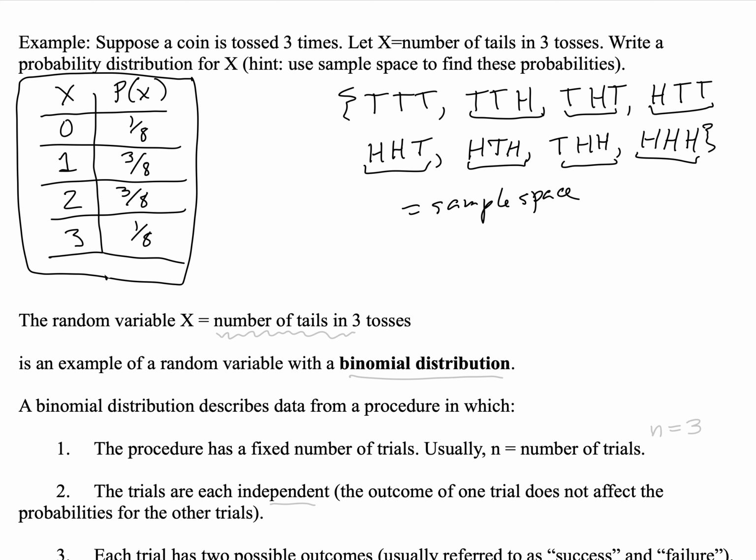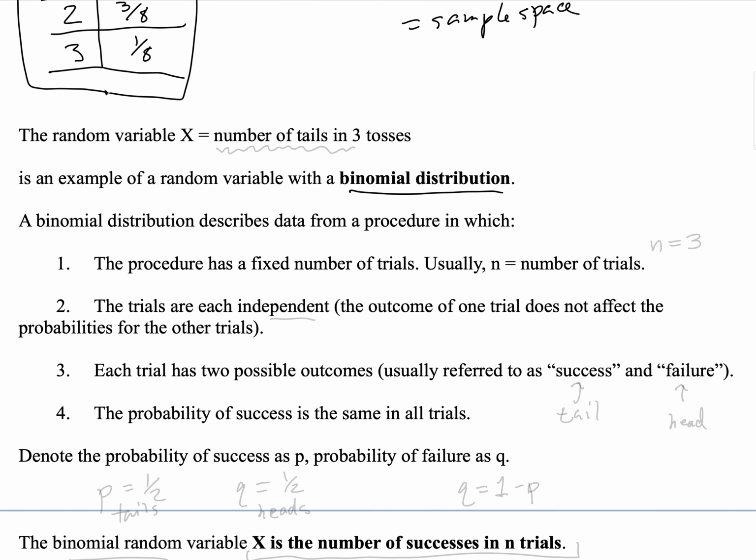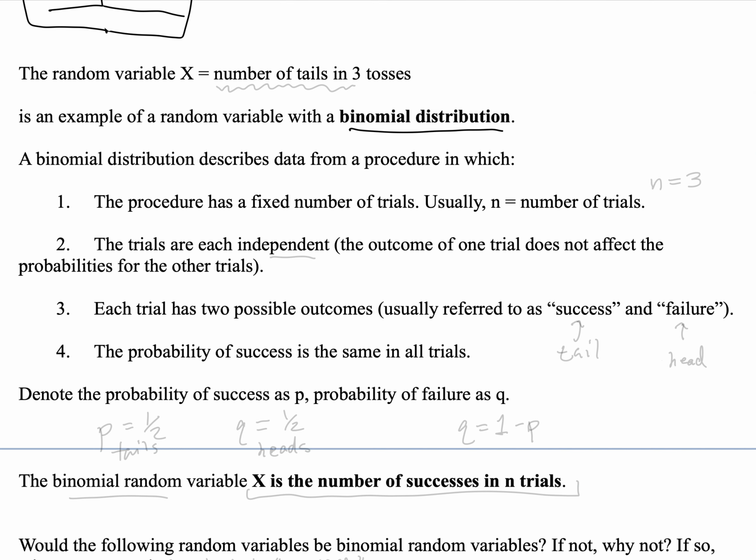So this random variable x, the number of tails in 3 tosses, is an example of a special kind of random variable called a binomial random variable, or a random variable with a binomial distribution. In general, a binomial distribution has the following characteristics. It's a procedure in which there is a fixed number of trials. Usually n is the number of trials. So here we flipped a coin 3 times. So in our case, n is equal to 3. Our 3 coin flips are our 3 trials.